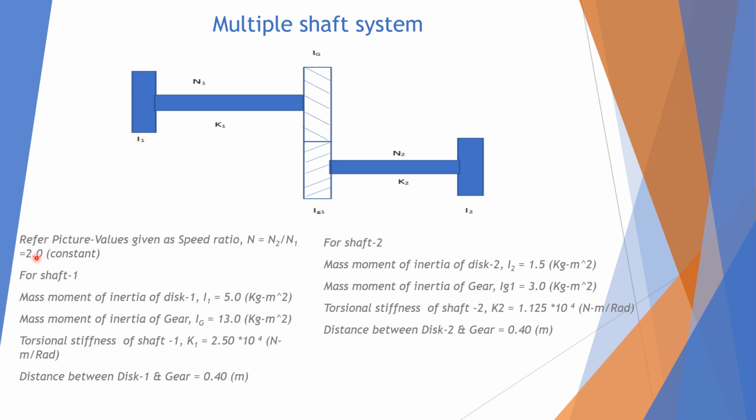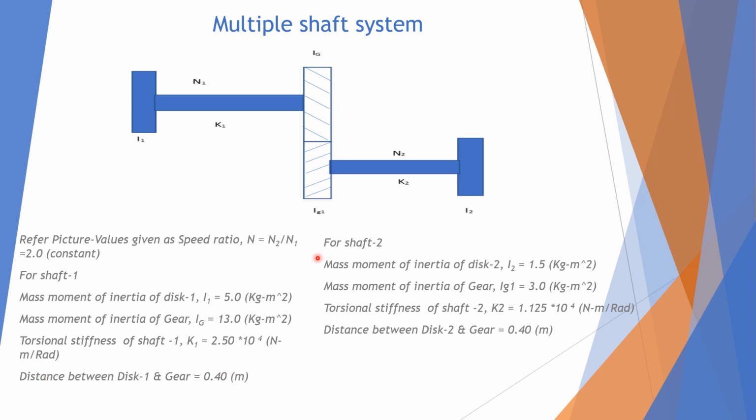Refer to the picture above where a speed ratio is given as N2 by N1. For shaft 1, mass moment of inertia is given 5, mass moment of inertia of gear is 13, torsional stiffness of shaft is 2.5 into 10 to the power 4, and distance between disc and gear is 0.4 meter.